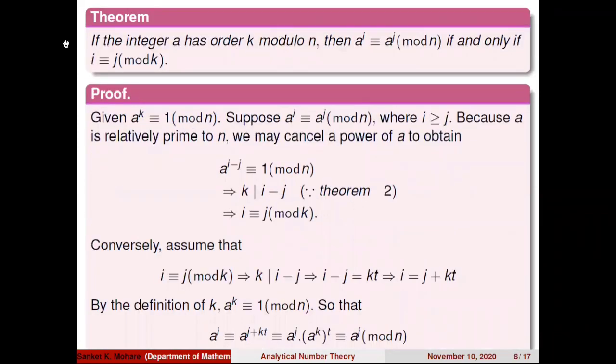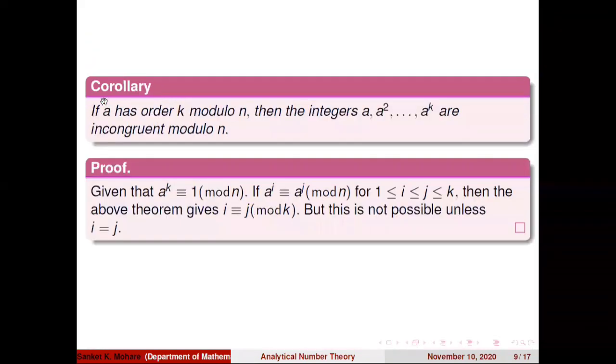Now, before discussing the corollary, let's check the statement. If the integer a has order k, it means a to the power k is congruent to 1 modulo n. Then a to the power i is congruent to a to the power j modulo n, if and only if i is congruent to j modulo k. So related to this theorem, we have a corollary.